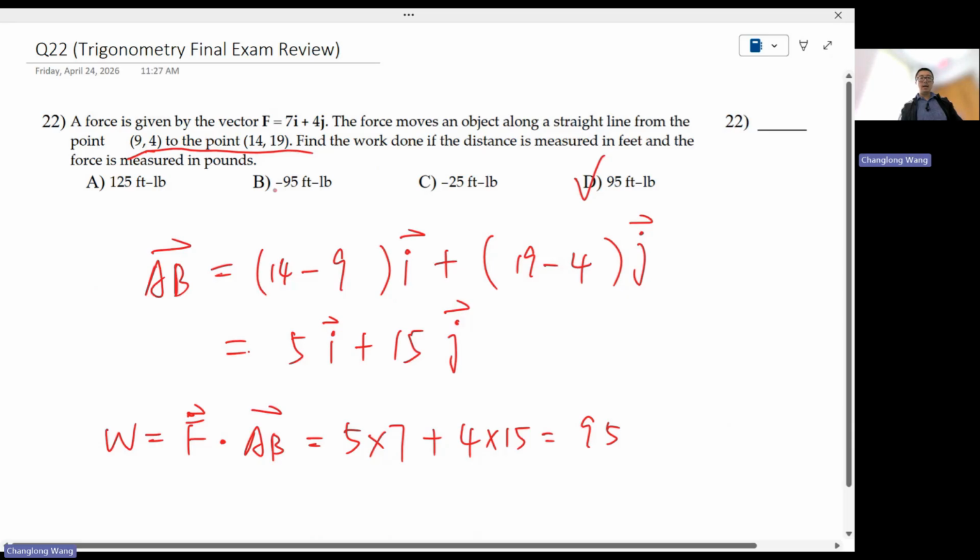Well, guess what? Why do they have a -95 out there? They're expecting that our students might swap the points. They didn't realize that it's final minus initial. But if you do 9 minus 14, 4 minus 19, you're going to get -95.